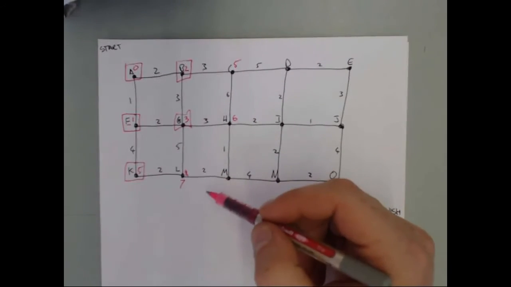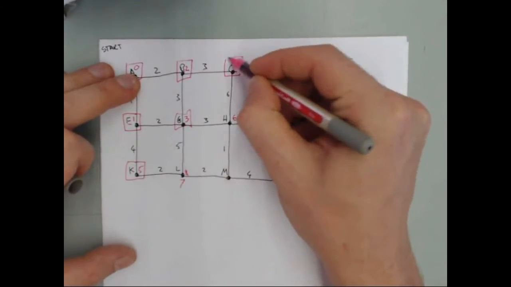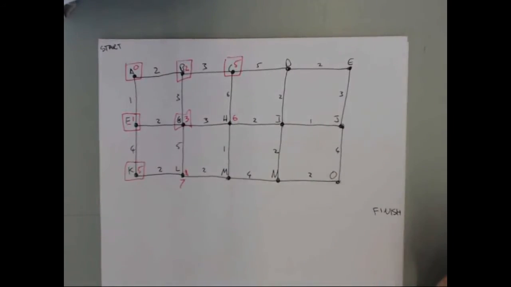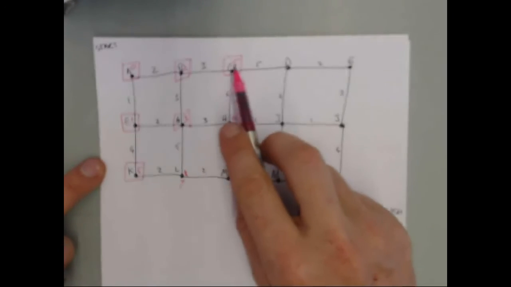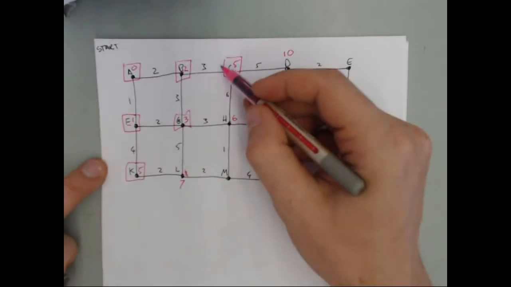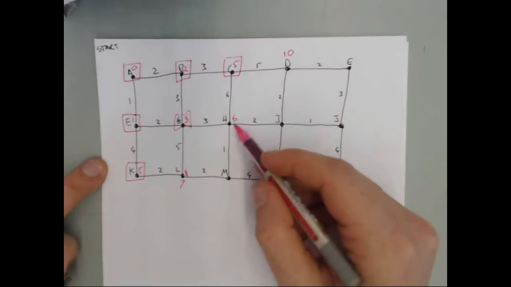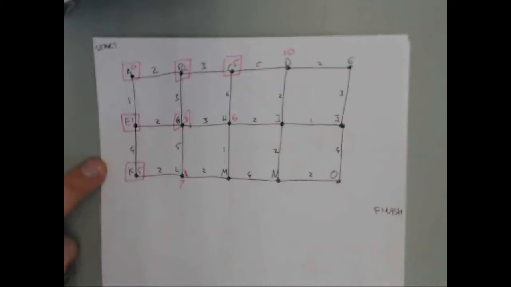Now, look for the smallest labeled node. That's this 5. Box it, make it permanent. Look at each one connected to the most recently boxed node and go, what's the shortest way we can get there? So 5 plus 5 is 10. 5 plus 6 is 11. 11's bigger than 6, so we'll leave the 6.